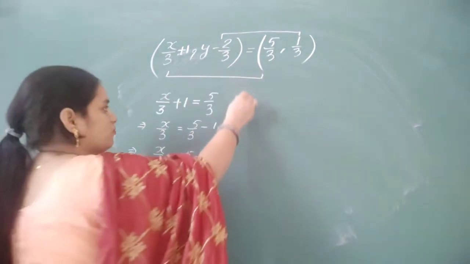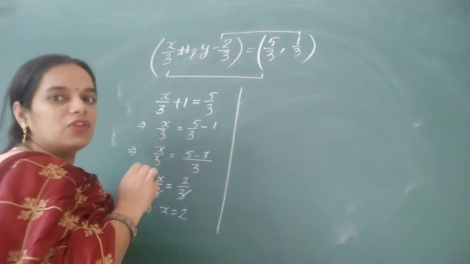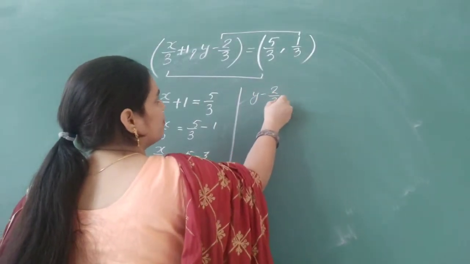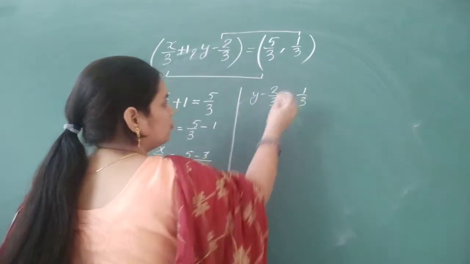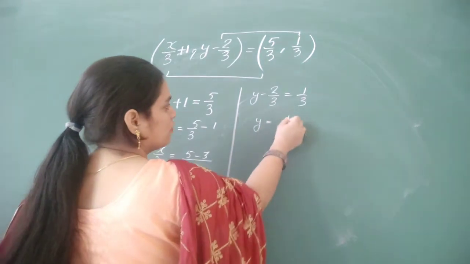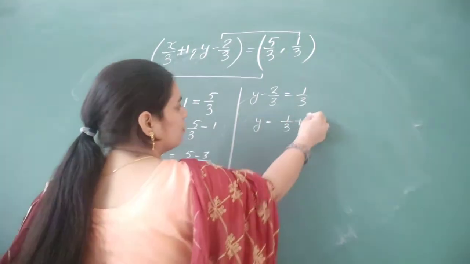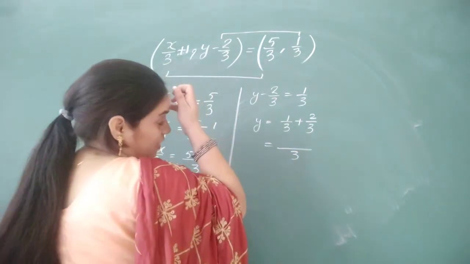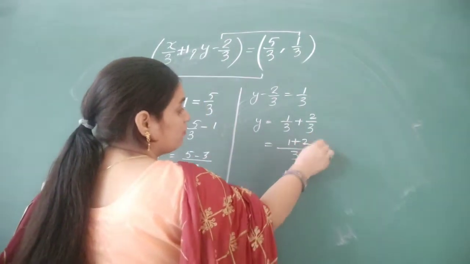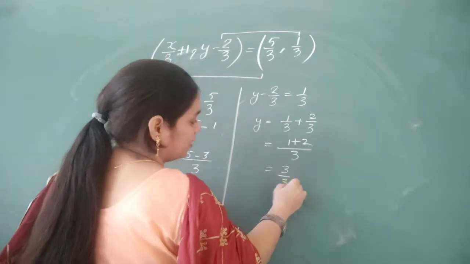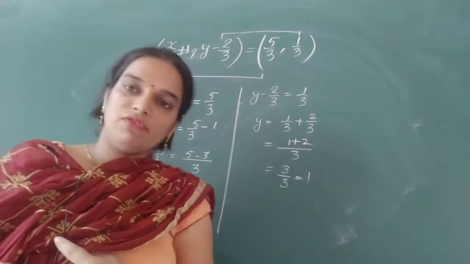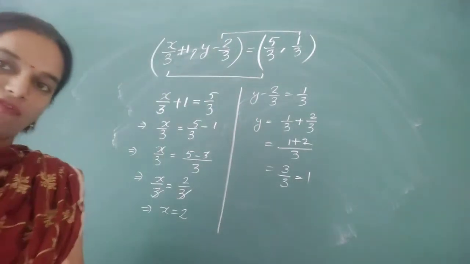In the same way, we will find the value of y. y minus 2 divided by 3 is equal to 1 divided by 3. So the value of y becomes 1 by 3 plus 2 by 3. Then we will take the LCM. It will become 1 plus 2 means 3 by 3, that is 1. In this way we will find the value of x and y.